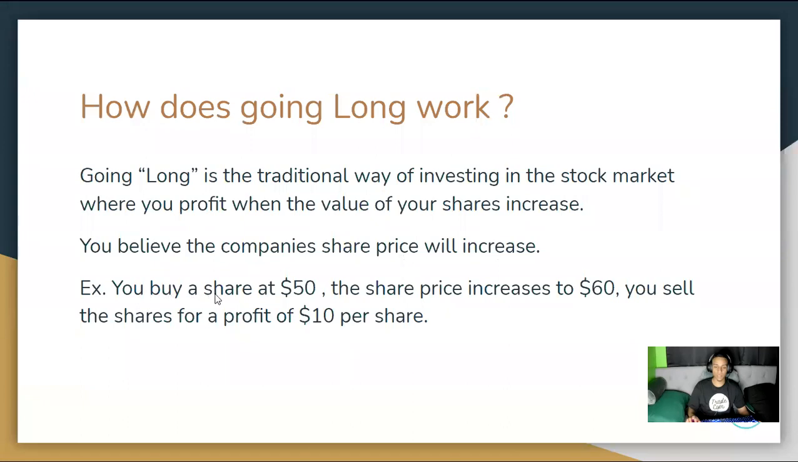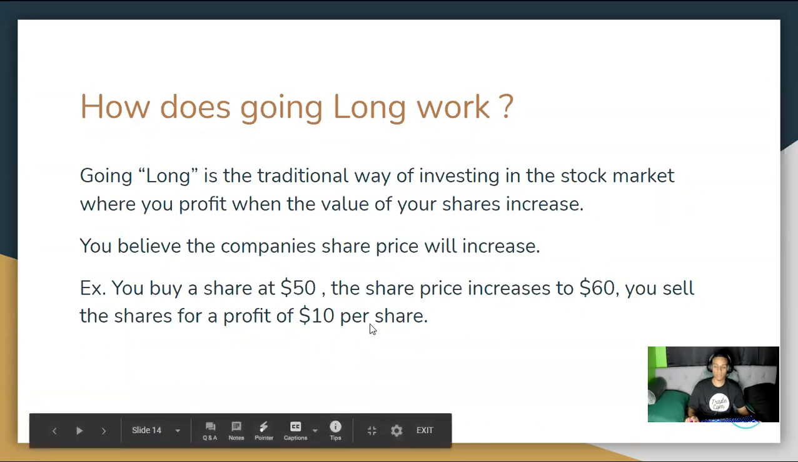Here's our example right here. A share at $50. You buy it. The share price increases to 60, and you sell it for a profit of $10 per share. Right. So I bought it at 50, I sold it at 60. The difference between where I buy it and sell it is what my profit will be. All right.